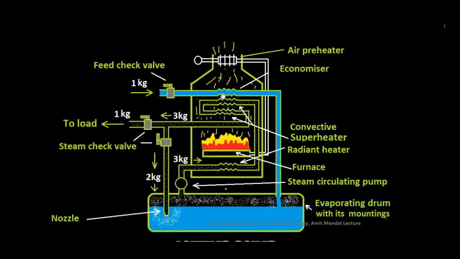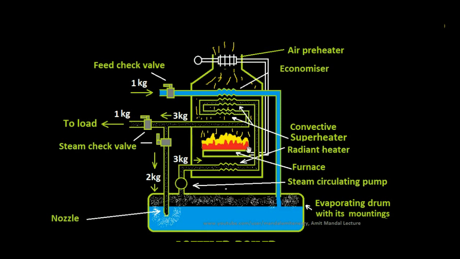So you can see that there is another tube, okay, which contains this economizer. So water is going in by the help of this feed check valve through the economizer, gaining some heat of the flue gases and ultimately falling inside the evaporating drum. Okay, the flue gases still contain heat, so there is an air preheater. Okay, so what is the job?